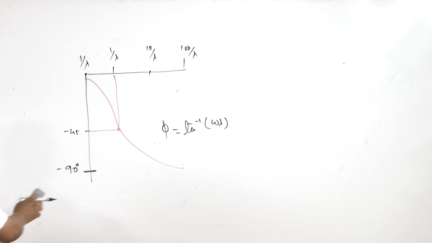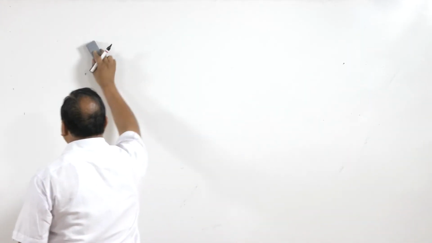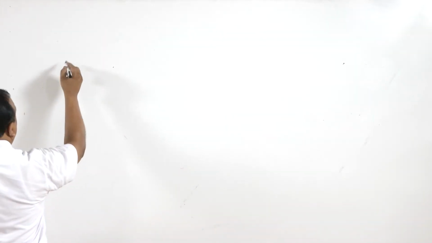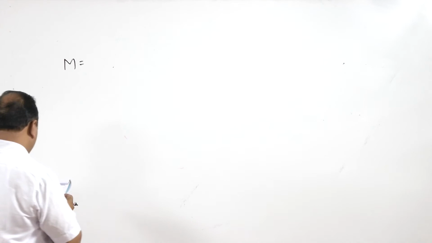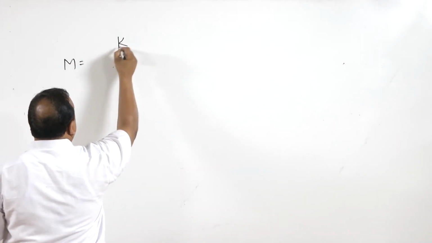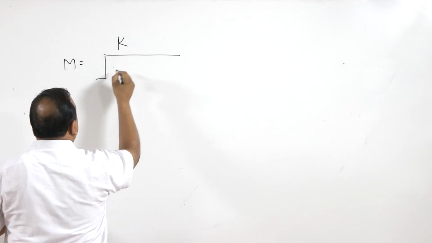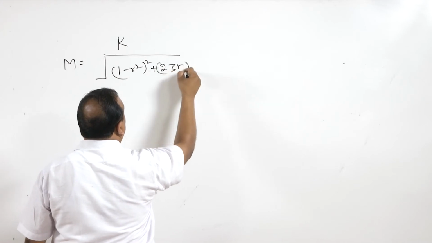Now, after the first order system, we will pick up the second order system. So, Bode plot for second order system. Now, in second order system, as you know, for frequency response, amplitude ratio m is equal to k over under root 1 minus r square whole square plus 2 zeta r whole square.